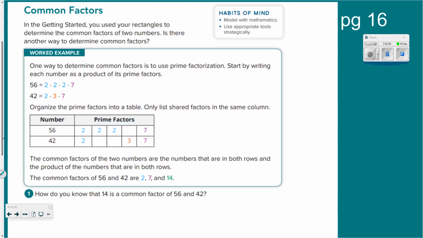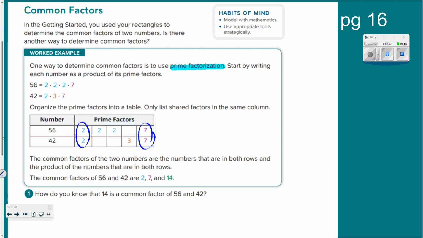But one way you can determine common factors is to use prime factorization. Start by writing the product of its numbers. So then you can write the number, you can make this whole big table to write out the number and write out all the factors for each. And then you can find your common factors. In this case, we have a common factor of 2, we have a common factor of 7. And then if I have two numbers or more numbers in there, I can multiply them to get an integer common factor. In this case it would be 14.